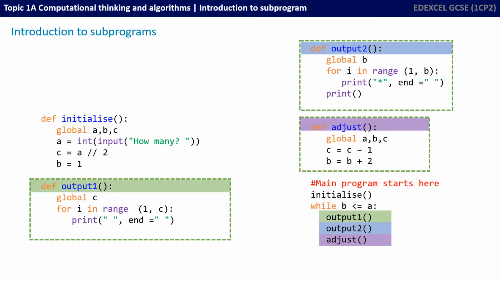You can see that once we enter the while loop, the 3 lines of code are actually calls to the other subprograms, output 1, output 2 and adjust. And so we jump off as appropriate to the different subprograms, run through the code internally, and when we reach the end of the subprogram, we return from where we left off.